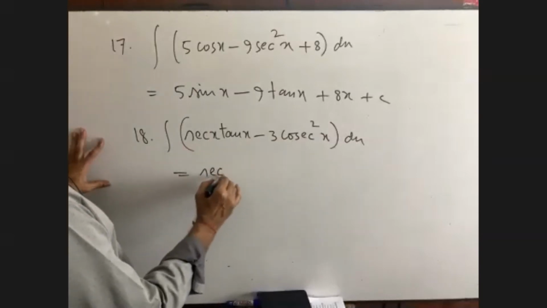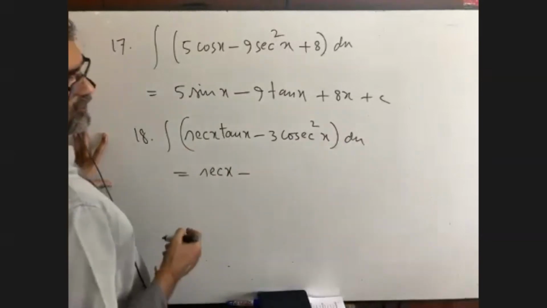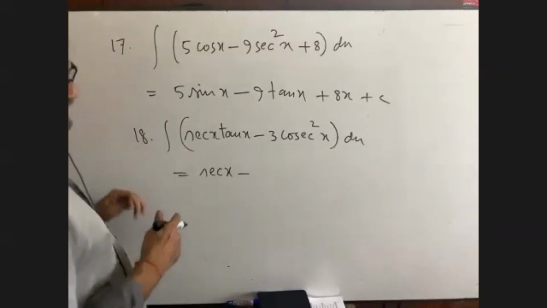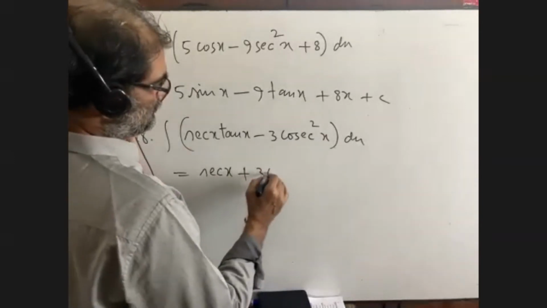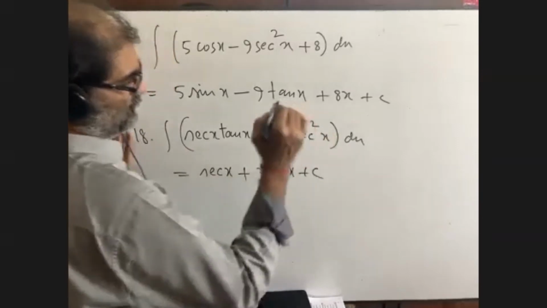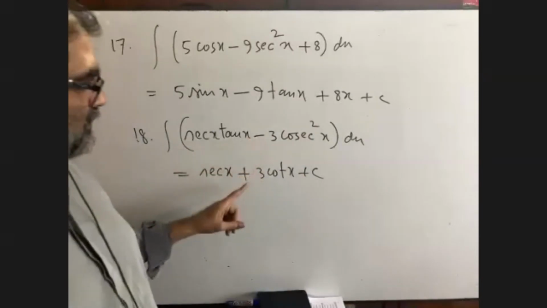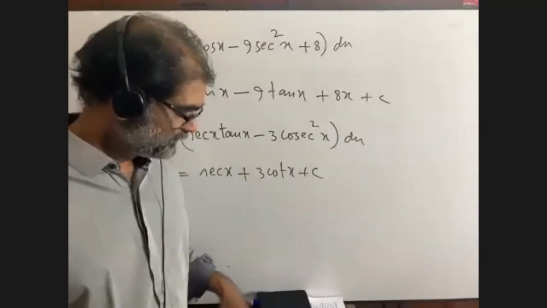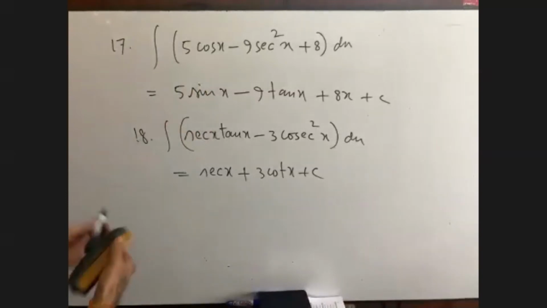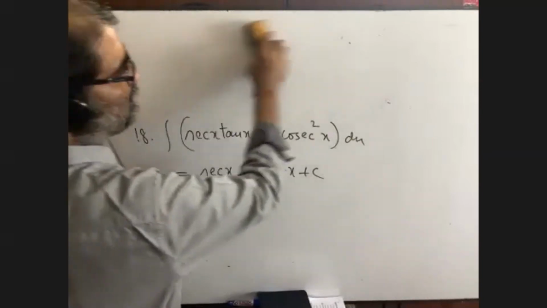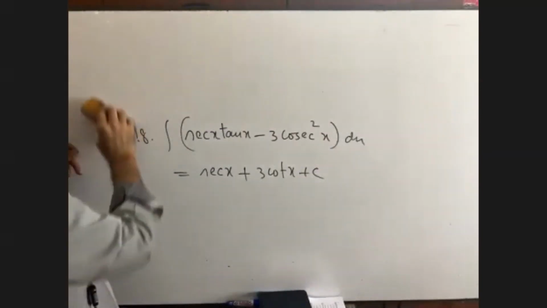Sec x. What is the formula of cosec square x? Let me know. Minus cot x. So plus 3 cot x. Cosec square x was minus cot x. That minus and this minus plus. Is it okay? Yes, sir. But from now onward, every math will be tricky. That means you have to apply some tricks.